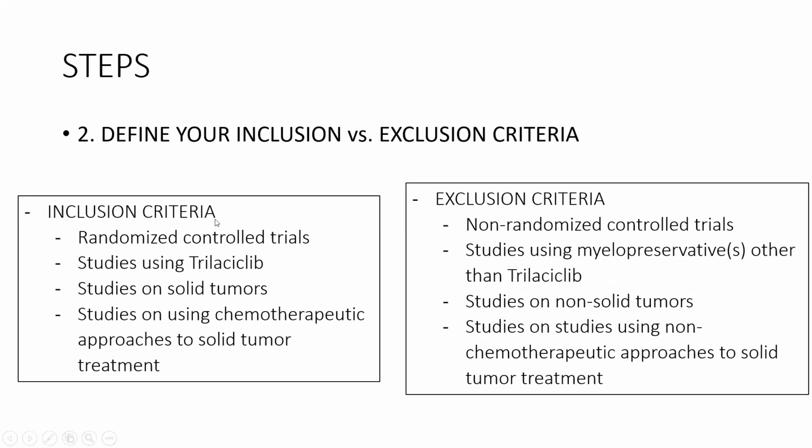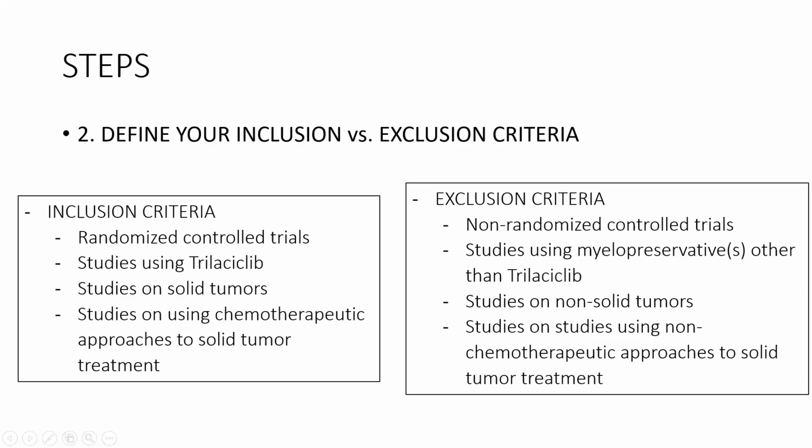So the inclusion criteria: RCTs. As I told you at the beginning, a systematic review should not be limited just to RCTs. It can be conducted on cohort studies, cross-sectional studies, and the list goes on. But for this example, the inclusion criteria were RCTs, studies on trilaciclib, studies on solid tumors, or studies on patients using chemotherapeutic approaches. So we don't want patients who are undergoing immunotherapy, or patients who are undergoing radiotherapy for the treatment of solid tumors. We only want patients who were undergoing chemotherapy.